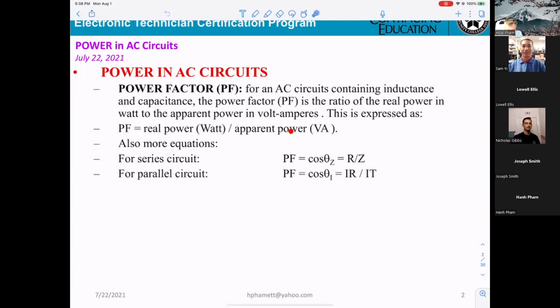Unit in VA. Okay, and they also give two more equations. For the series circuit, PF equals cosine theta, Z, okay? That means in series, the phase difference equals R divided by Z. For a parallel circuit, PF equals cosine theta, okay? That's the phase difference between the currents, IR over IT.